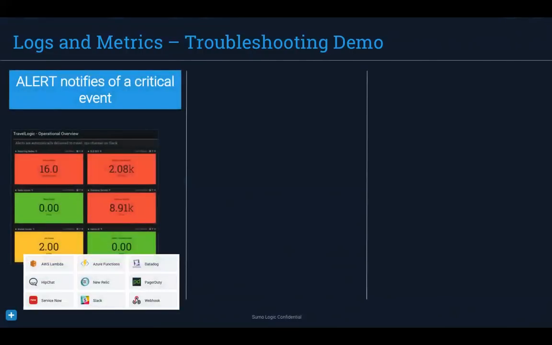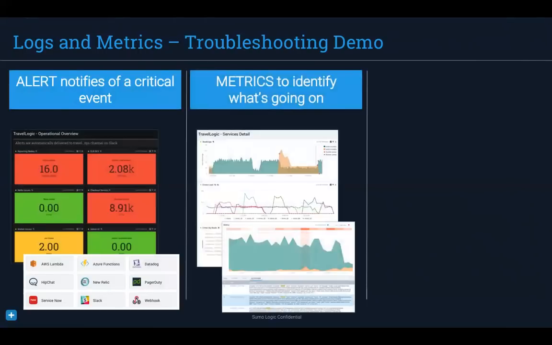So let's say that I have some alerts set up that I get through either PagerDuty or perhaps Slack, or it could just be basic email. But I'm getting an alert through Sumo that is notifying me of a critical event. What I'm going to do in this demo is dive into my metrics.